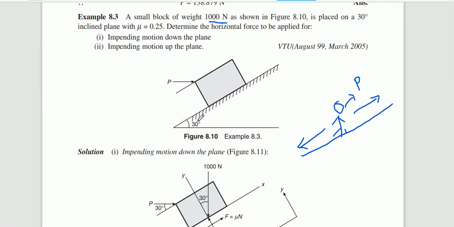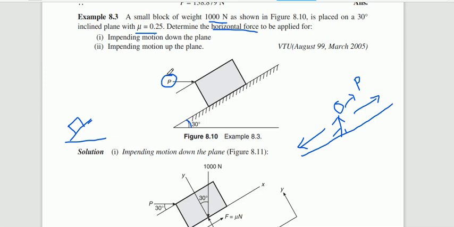So, an inclined plane, a block which is placed on an inclined plane. The figure itself is explaining it here. The inclination is 30 degrees, it is given. And mu is equal to 0.25, that is, the coefficient of friction is 0.25. What you need to determine is the horizontal force applied on the block, that is, the horizontal force P.